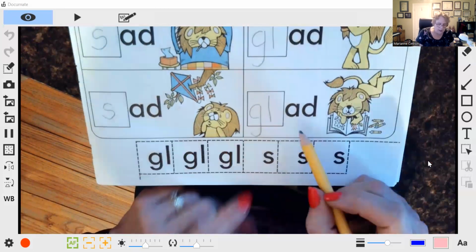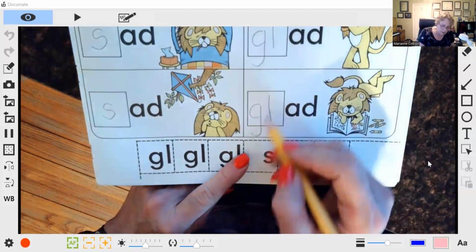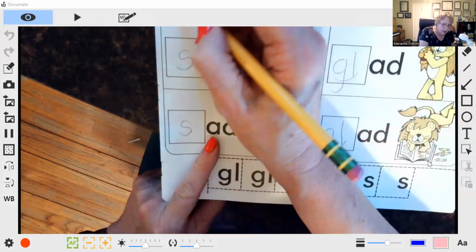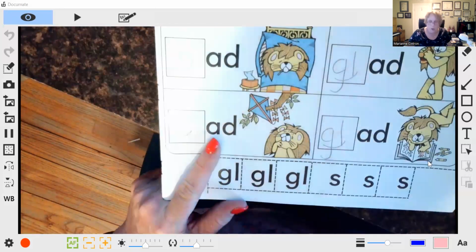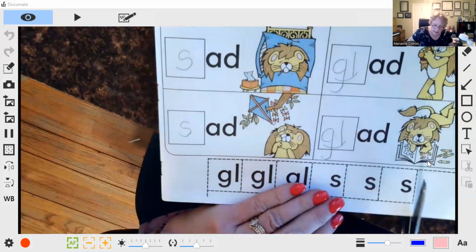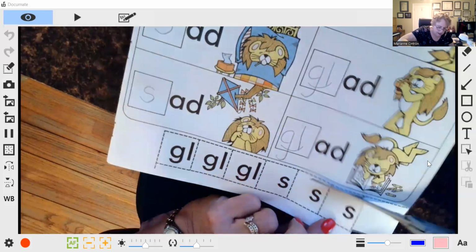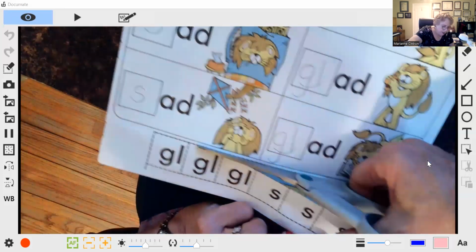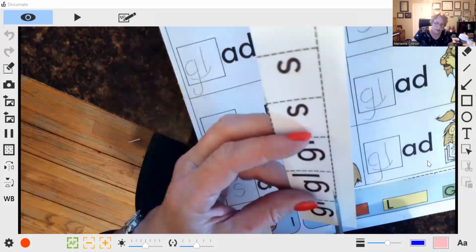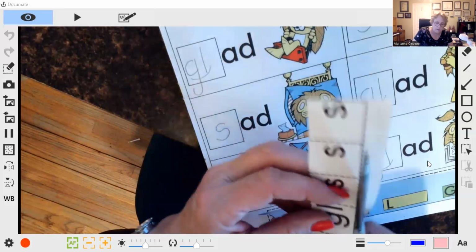If you have a rock star child that wants to scoop the GL, that would be okay. And also, now look down here. I like having the writing practice. If you want to not do the writing practice and just do your cut and paste, that's okay as well.